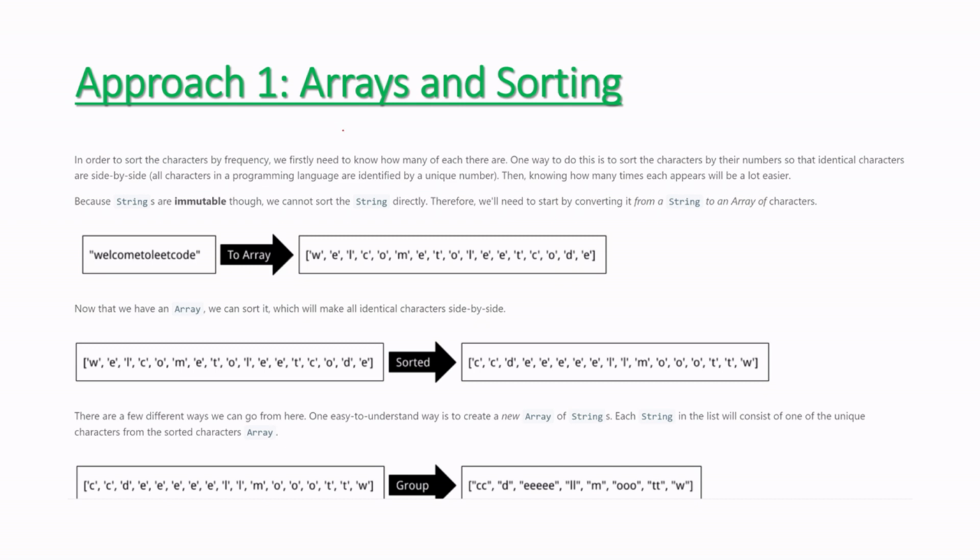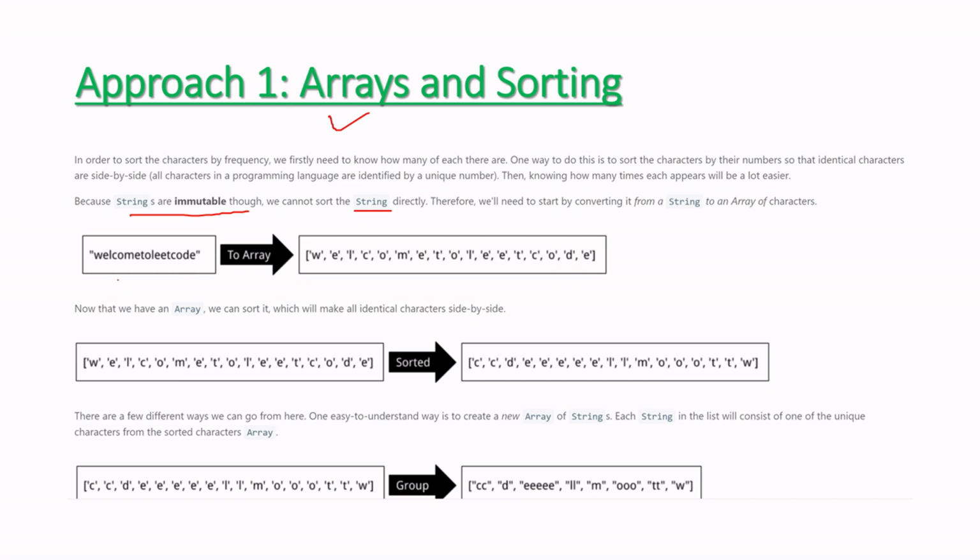The first approach is arrays and sorting. In order to sort characters by their frequency, we first need to know how many of each there are. One way to do this is to sort the characters by their number, so that identical characters are side by side; all characters in the programming language are identified by unique numbers. Then knowing how many times each character appears becomes a lot easier. Because strings are immutable, we cannot sort a string directly, so we need to convert it from a string to an array of characters.